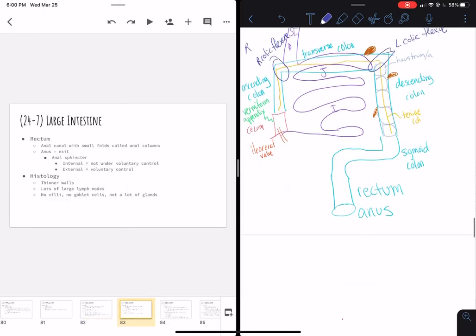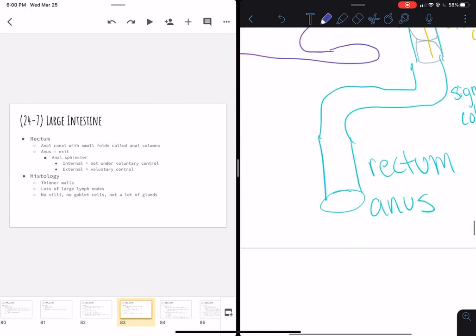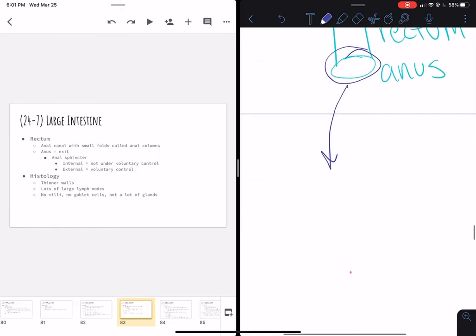All right, then at the rectum, the straight part of the large intestine, we end at the anal canal. We have lots of small folds here. We call those anal columns. Anus means exit, to exit, so that's why that is named there. And at the anus, we have the anal sphincter. So we have two different pieces of muscle here, so I'm going to just zoom in here on the next slide.